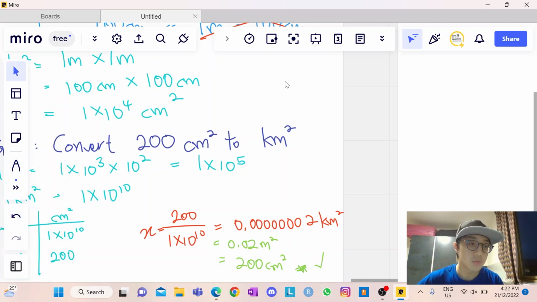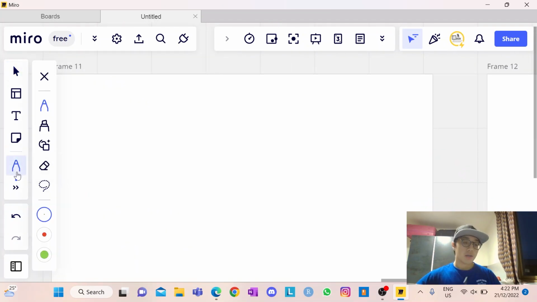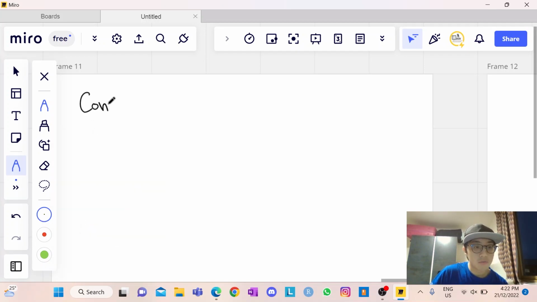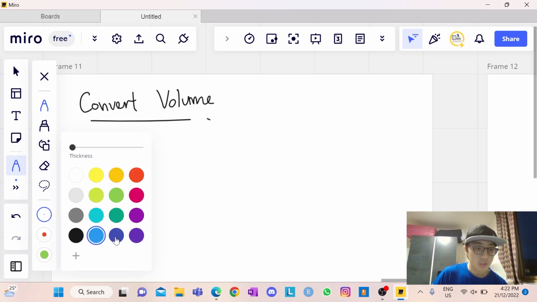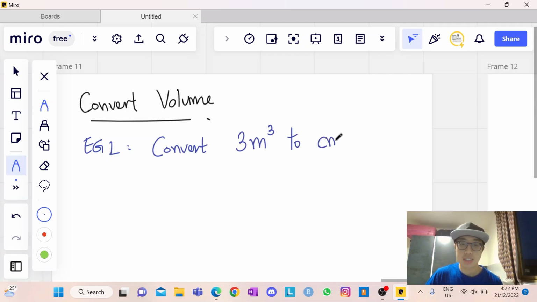And last but not least, we are going to convert volume. And the concept is actually the same. All right, so we are here to convert the volume. Okay, to convert volume, the example can be: convert 3 meter cube to cm cube.